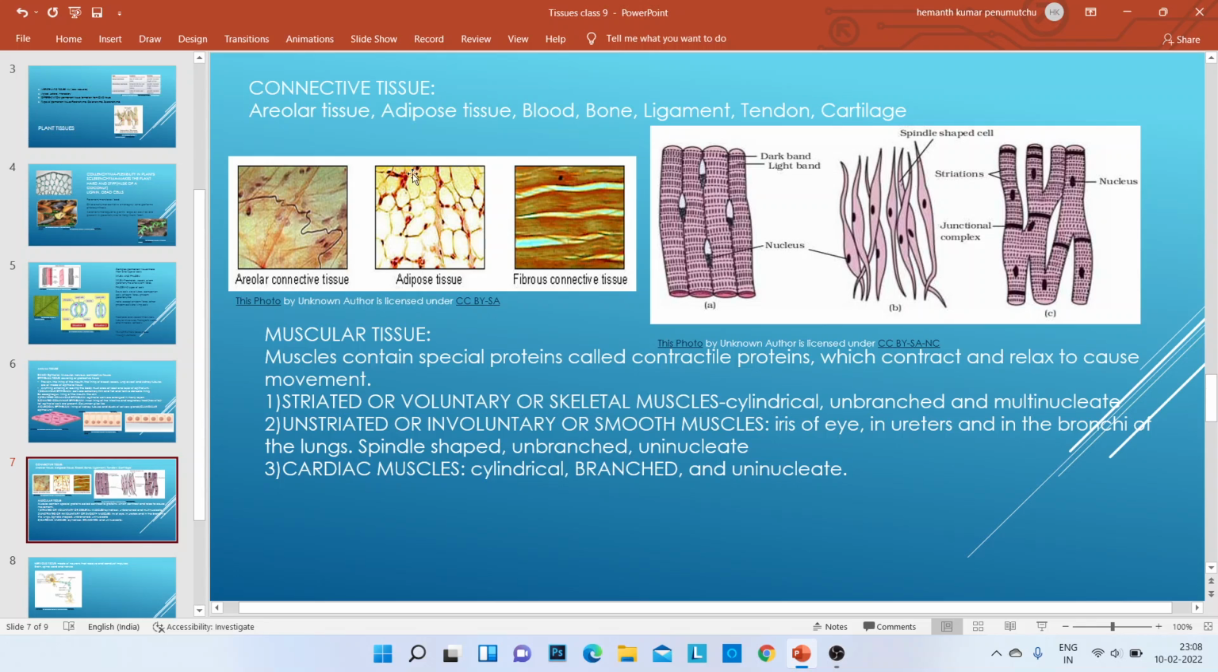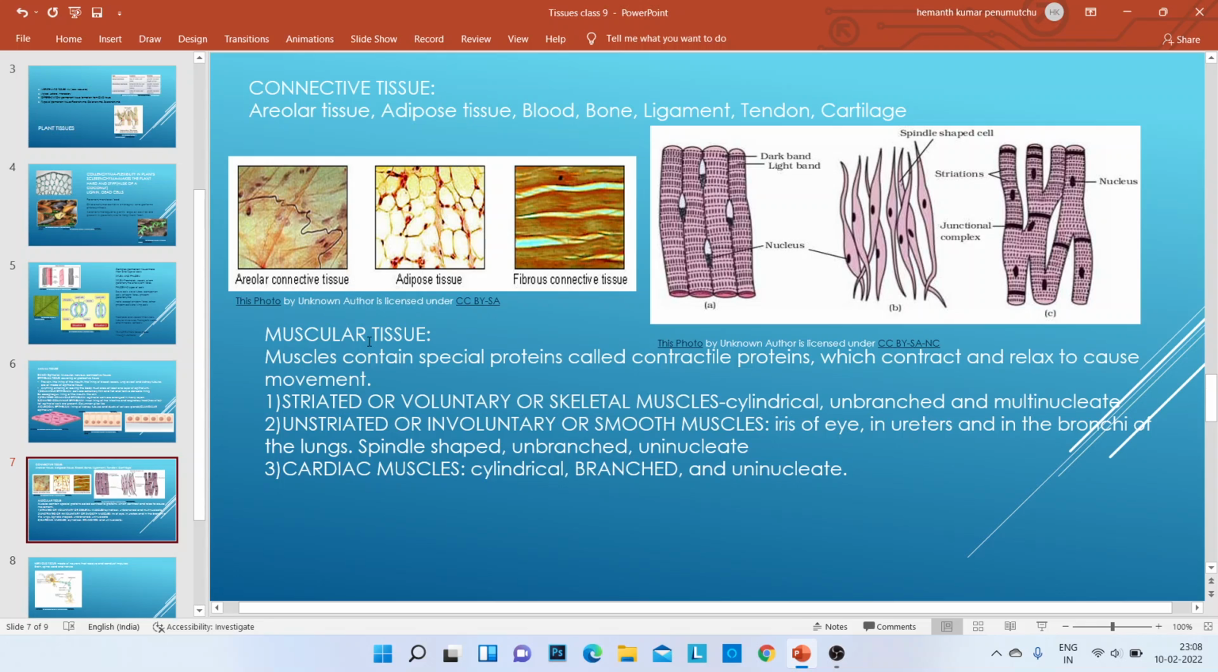Another one is fat storing adipose tissue. This adipose tissue is found below the skin and between internal organs. The cells of adipose tissue are filled with fat globules. Fat globules are present in adipose tissue.